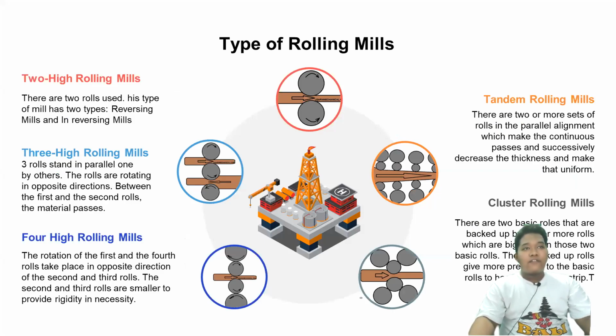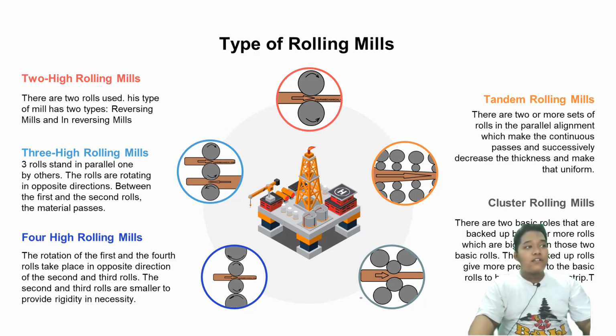There are five types of rolling process. The first one is rolling mills. The two high rolling mill basically uses two rollers to decrease the thickness. As shown in the picture here, it is the first one at the top.